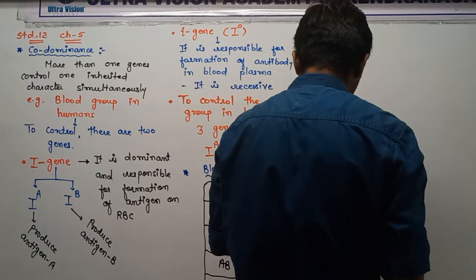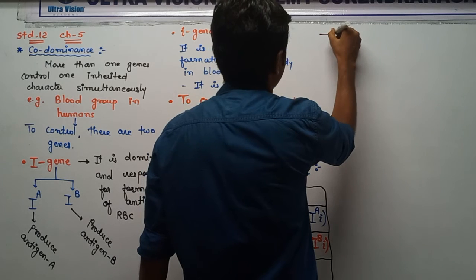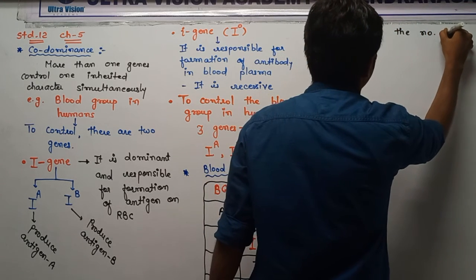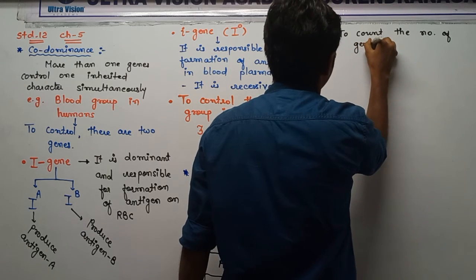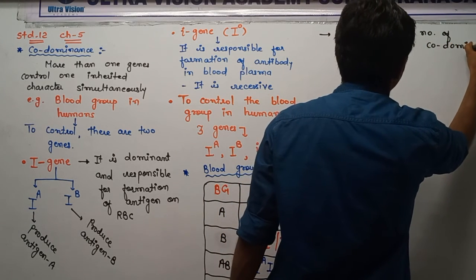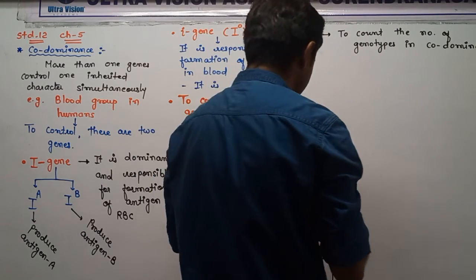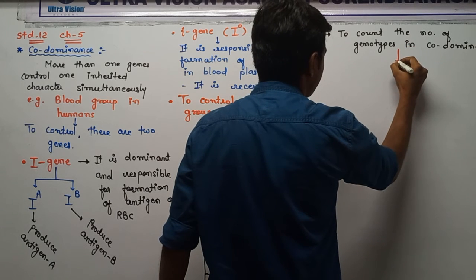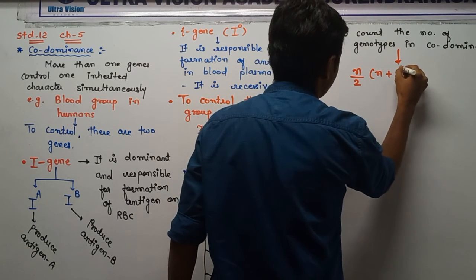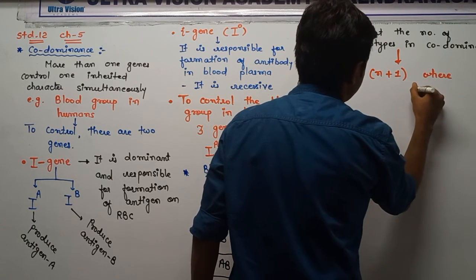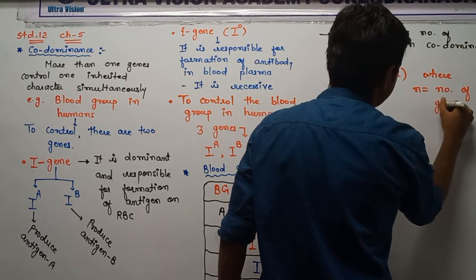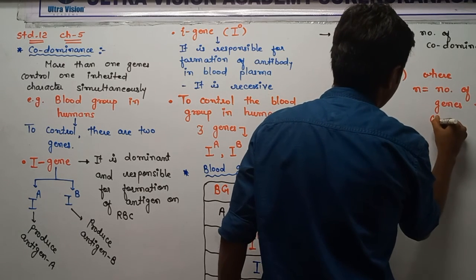Fine. So to count the number of genotypes in codominance, the equation is n(n+1)/2, where n is equal to the number of different genes for codominance.